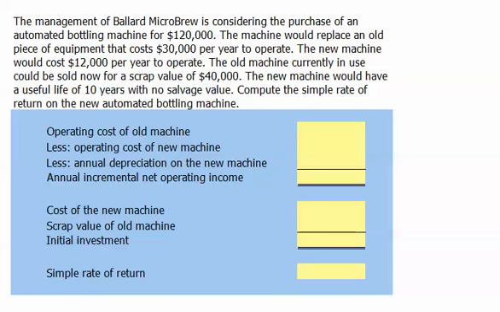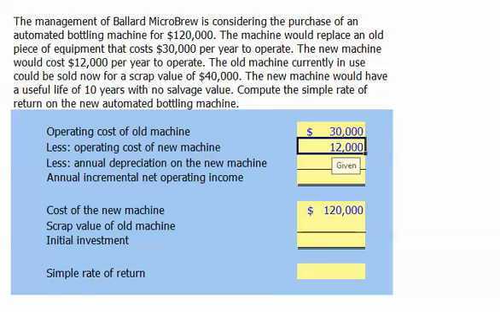The management of Ballard Microbrew is considering the purchase of a new automated bottling machine for $120,000. The machine would replace an old piece of equipment that cost $30,000 per year to operate. The new machine would cost only $12,000 per year to operate.